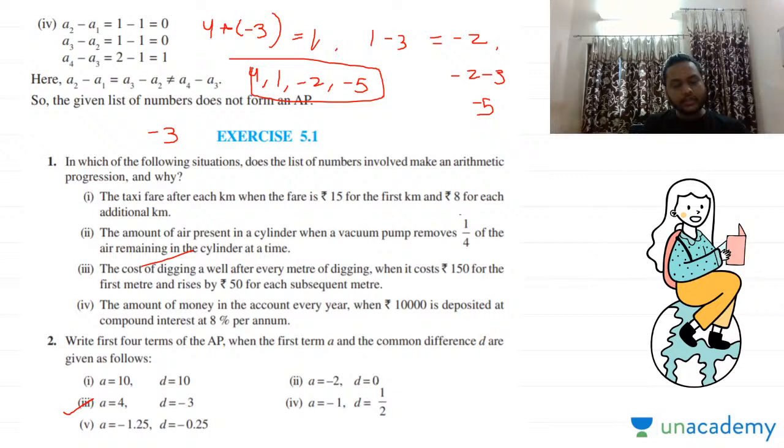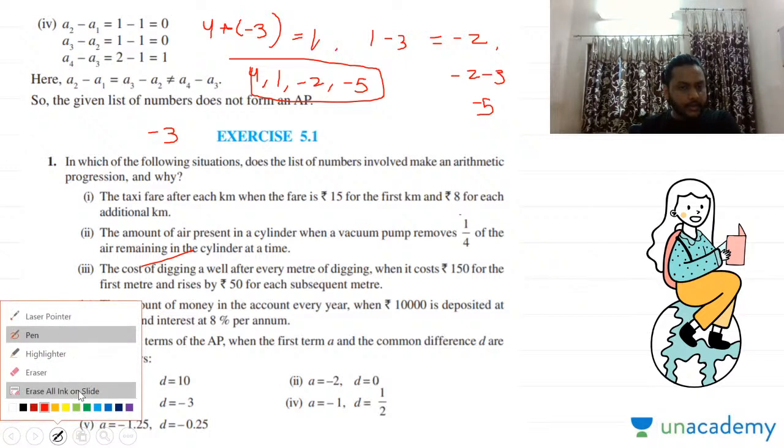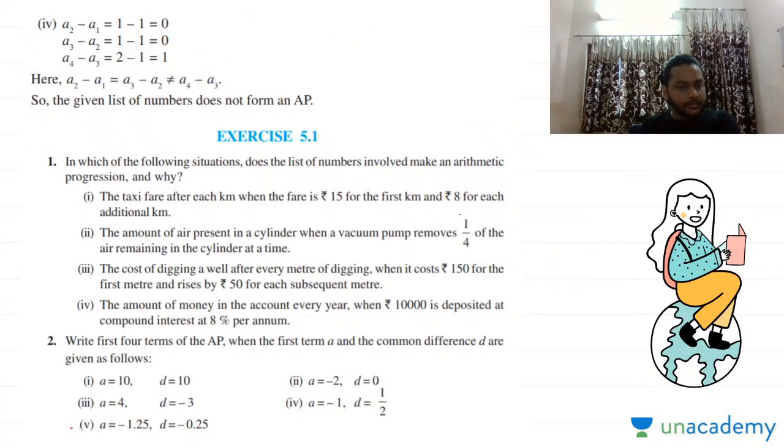ओके, नाउ लेट्स डू वन थिंग गाइस, नाउ लेट्स डू द फिफ्थ क्वेश्चन. अभी करते हैं हम लोग फिफ्थ वाला. एवरीवन ट्राई द फिफ्थ वन, come on try. You have your a as -1.25, it's all right. आपका a जो है वो -1.25 है और d जो है वो -0.25 है. लेट्स फाइंड आउट द नेक्स्ट 4 टर्म्स ऑफ दिस एपी. इस एपी के अगले 4 टर्म निकालने हैं.